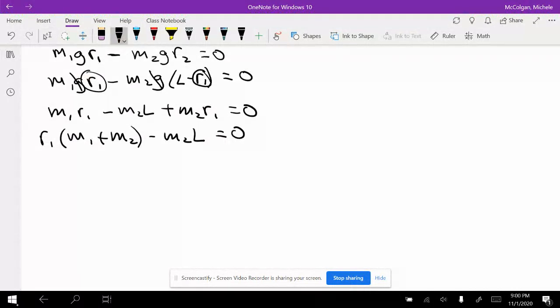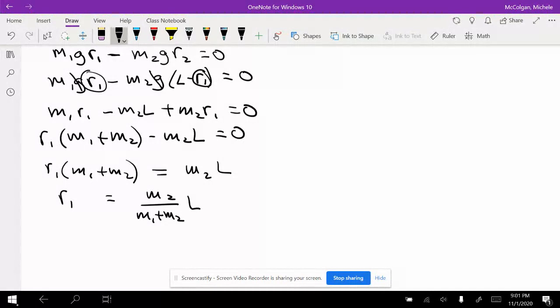I'm going to add M2 L to both sides. So R1 (M1 plus M2) is equal to M2 L, and so R1 is equal to M2 over (M1 plus M2) times L.